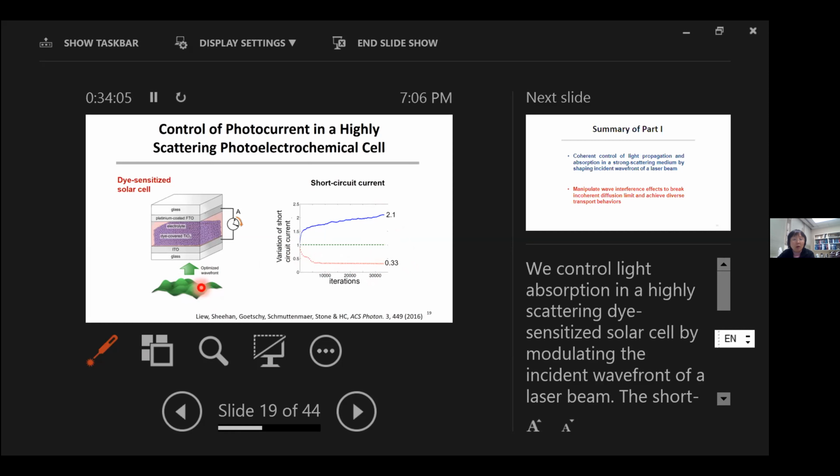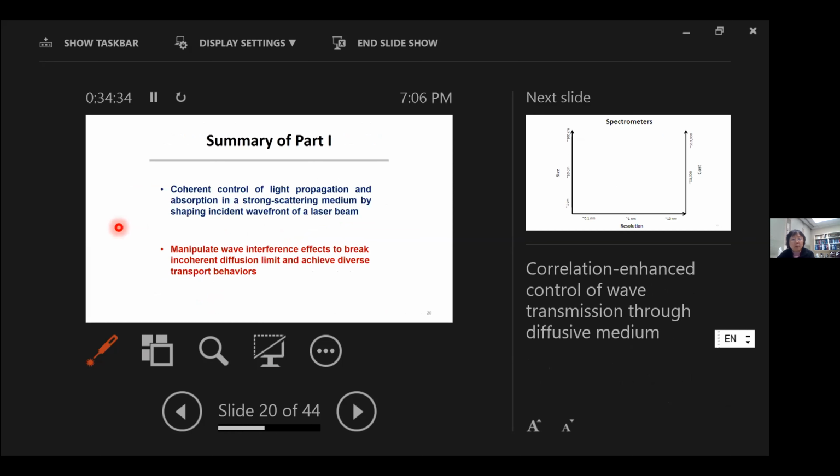This is still a coherent light. But that basically tells us we can really deposit the energy into different areas inside the system, and that can allow us to probe this photoelectrochemical process in this kind of opaque cell, and that can give us some physical insight that may help eventually to improve the efficiency of those cells. Okay, so I think that's just a very brief thing about coherent control of absorption.